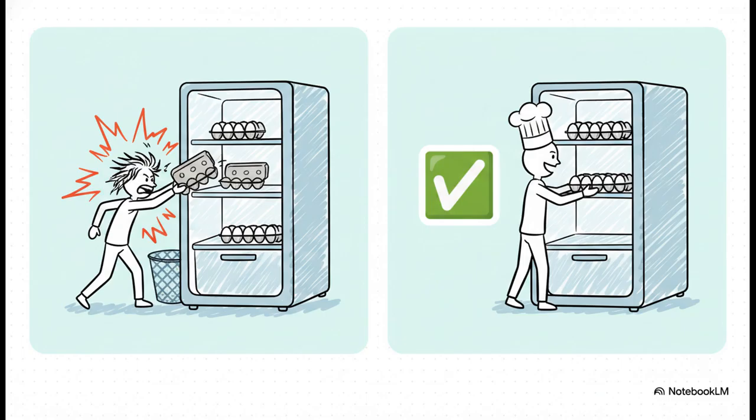But to fix this, LangGraph brings in something called a reducer function. I like to think of the reducer as a super helpful kitchen manager. Instead of letting these roommates throw each other's food away, the manager takes the new carton of eggs and safely appends it right next to the old ones. Boom, everyone's breakfast is saved.